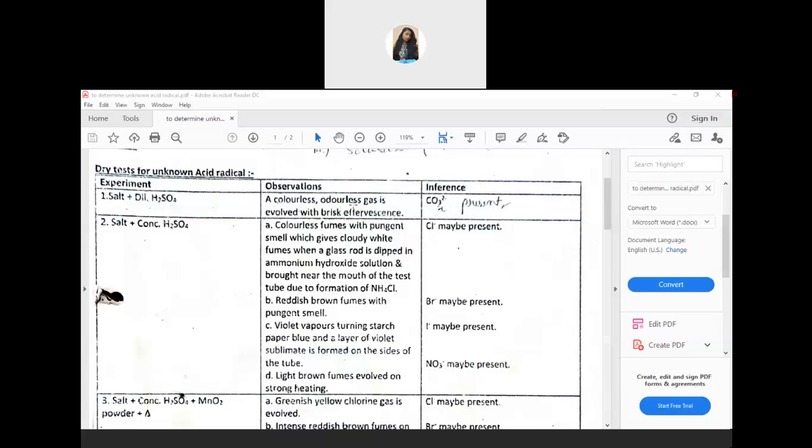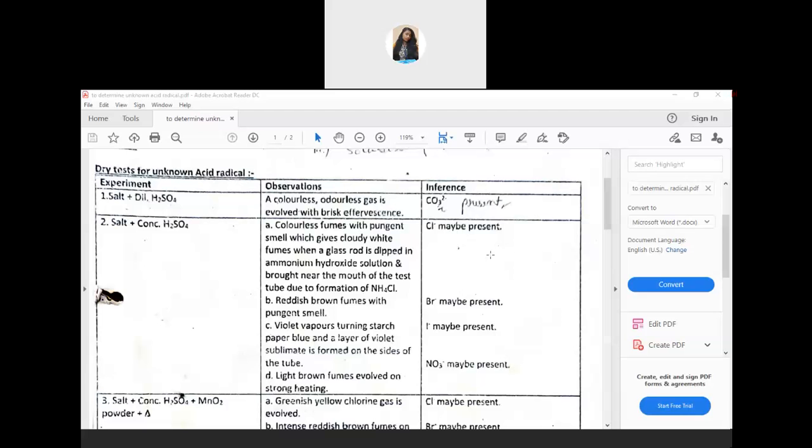If you cannot see the colorless odorless gas coming out from the test tube, then you have to write that no colorless odorless gas is observed. Then in inference, you have to write carbonate ion absent. Got it? Next, for the second test, if chloride ion is present, then you have to write that colorless fumes with pungent smell can be observed. That means in inference you have to write chloride may be present. If chloride ion is absent, then you have to write chloride ion is absent.